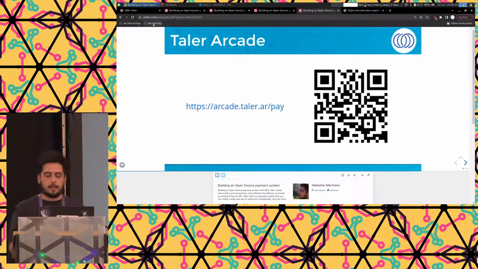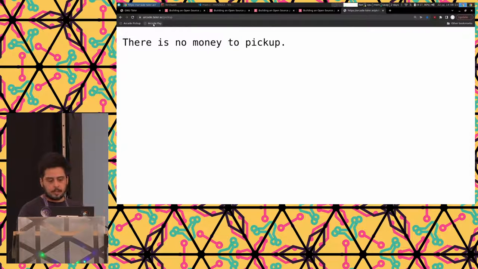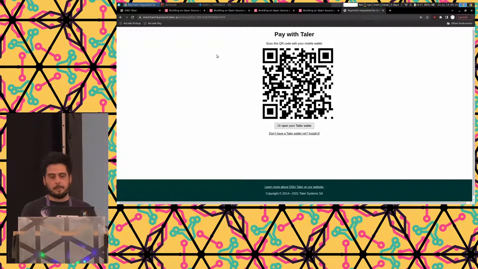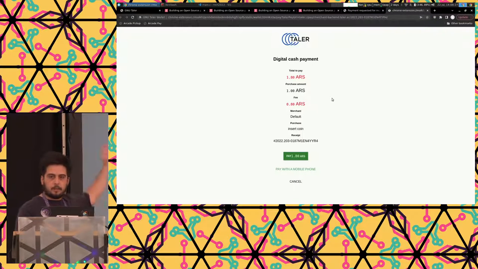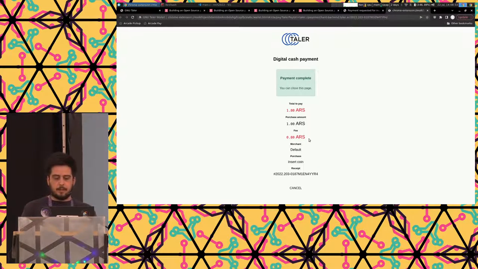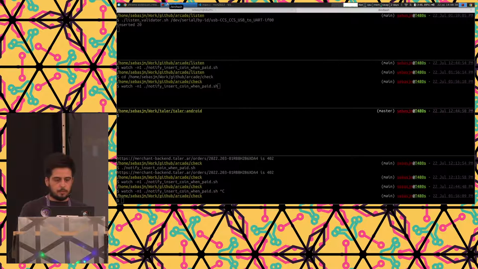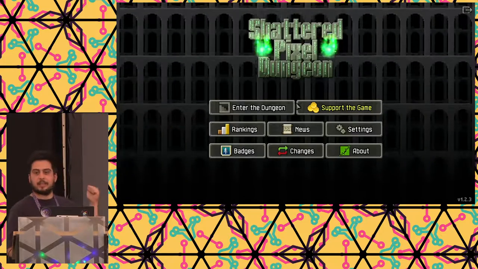I can go to pay a machine. I can scan a QR code or go to the URL. I'm going to show you here through the web extension. I'm going to the arcade Taler pay page. It's going to show me another QR code to make the payment. When I use my wallet to pay, it will present all the information to be paid. As you can see, it's really fast. After paying, it should be running. Oh, I forgot to run the notification. Then start the game.